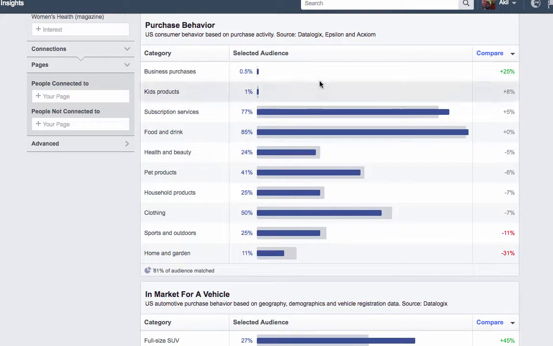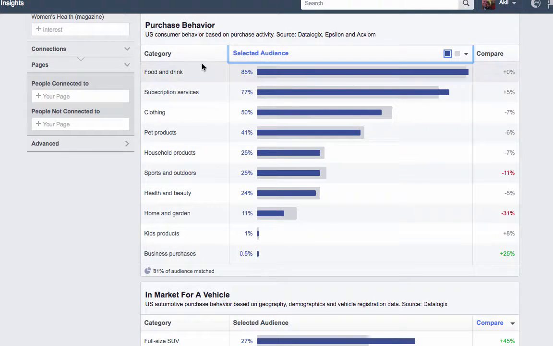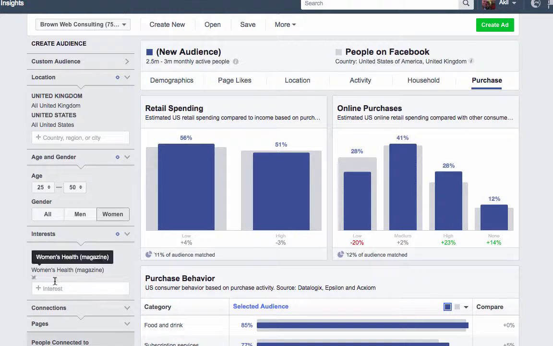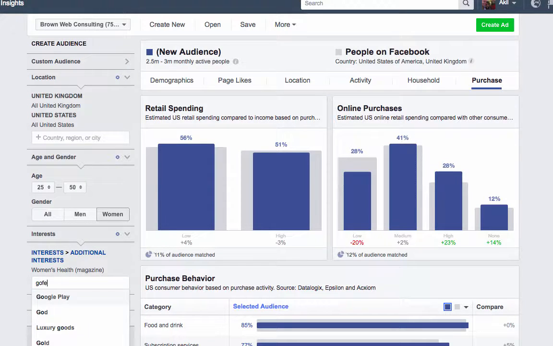Again, you can see the different audience purchase behavior. So food and drinks. Obviously, if you want women that like to eat, food and drinks would definitely be something, and they do spend money on subscription services. So, for example, that grocery, I think it's called Go Fresh, that delivers food to you on a monthly or weekly basis. You can check that out. So you can go here and put Go Fresh, and see if they have a page.